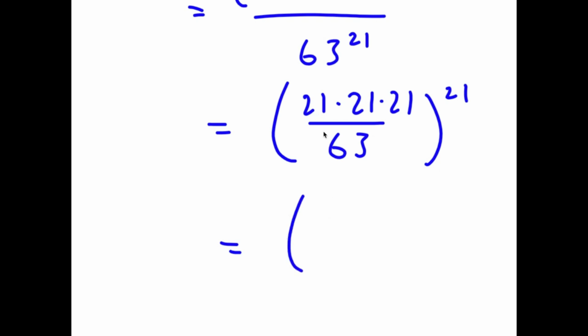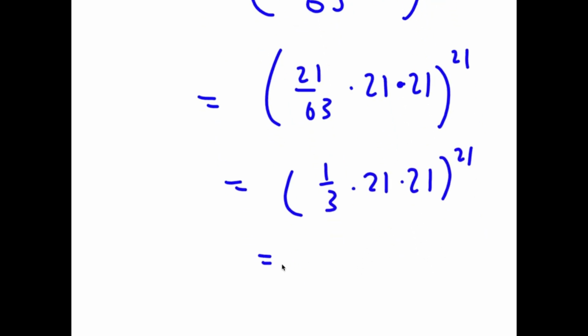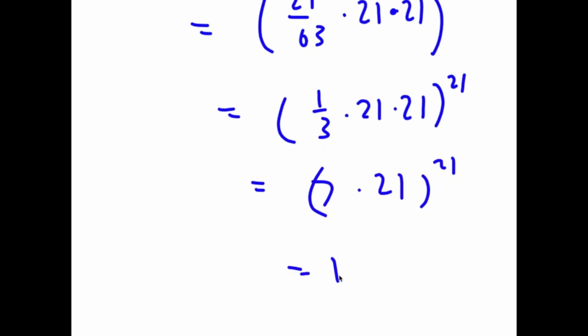Now this is the same thing as 21 over 63 times 21 times 21 to the power of 21. 21 over 63 is 1/3, so I have 1/3 times 21 times 21 to the power of 21. 1/3 times 21 is 7, so I have 7 times 21 to the power of 21, which is again 147 to the power of 21.